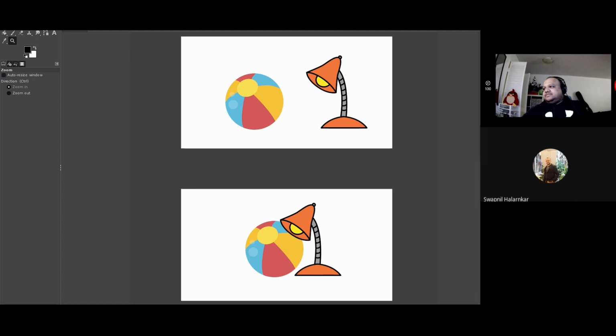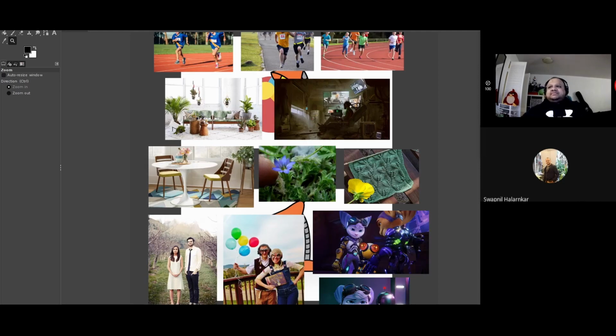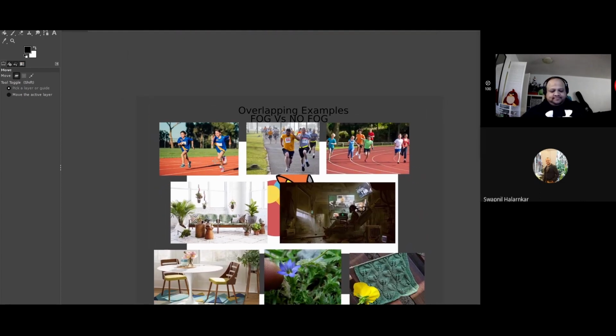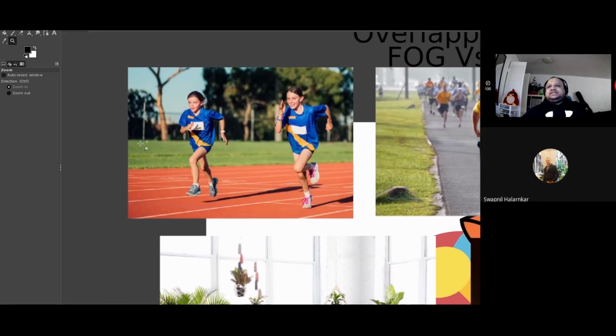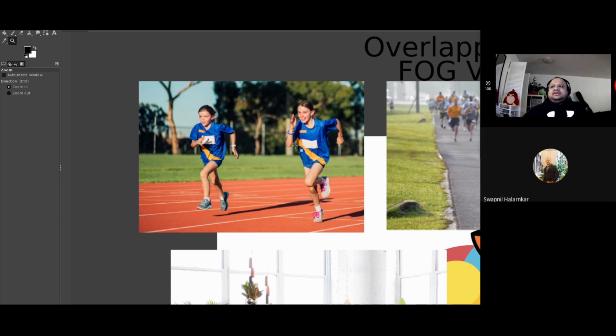Okay, so we have these different examples now. We see these two girls are running. Now it is very difficult to know who is going to win the race, who is in front and who is behind. Here we say might be this girl is in front, but maybe she's in front. See, her knee is a little bit in front. So it is very tough for us to know who is in front.